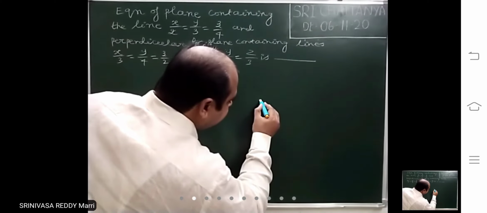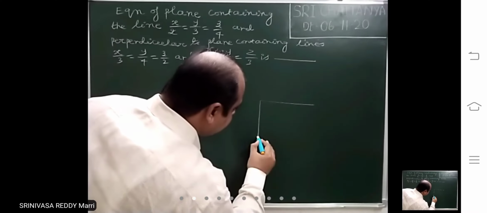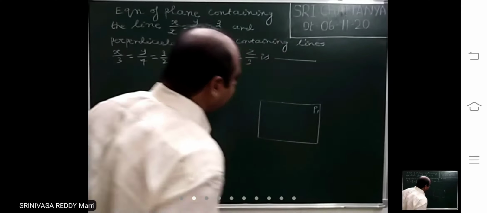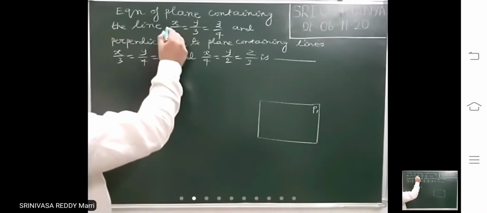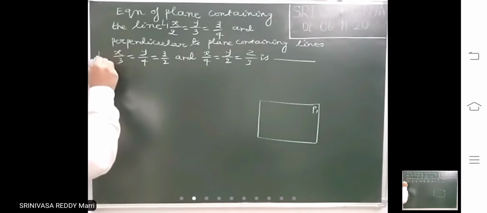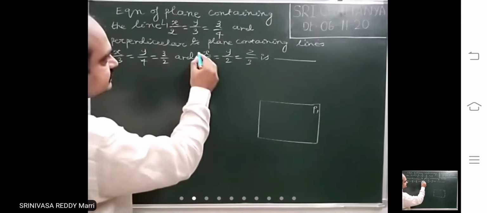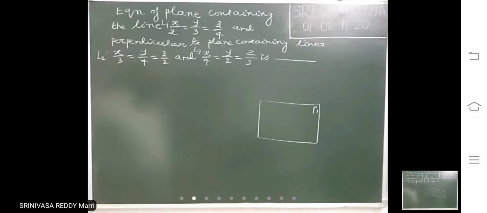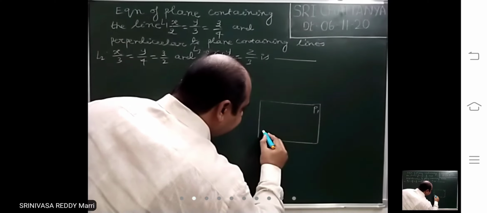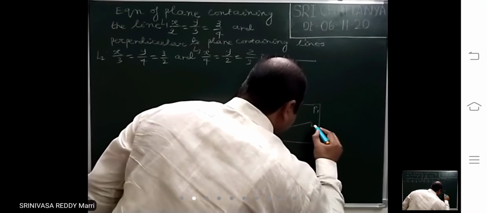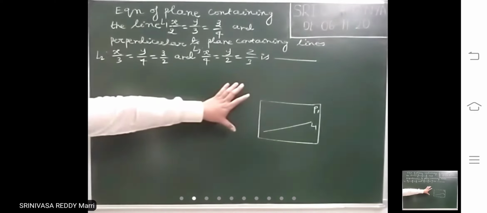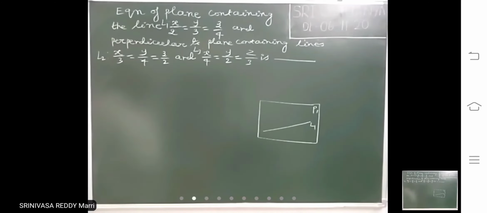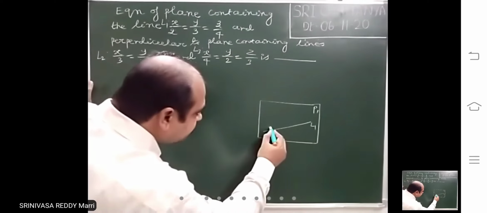Let us say our required plane is P1. Let us say this is L1, the first line. This is L2, and this is L3. Give the names, right? So this is the plane equation we want. Our logic is, for finding this plane equation, we want a point on it and drs of the normal. So what about this line?